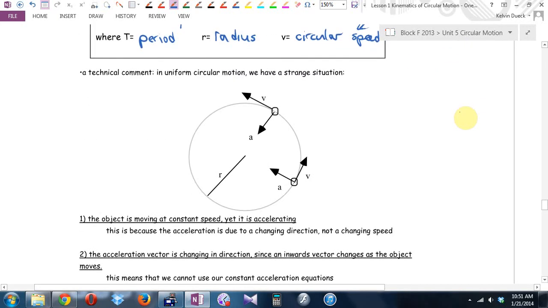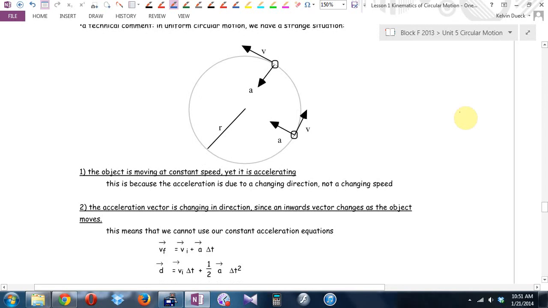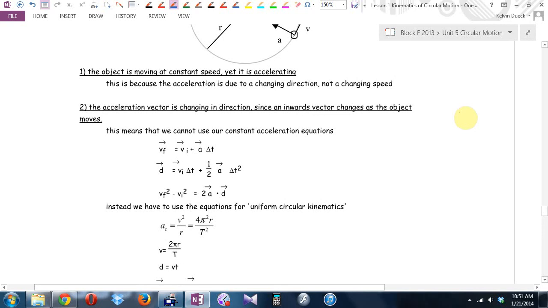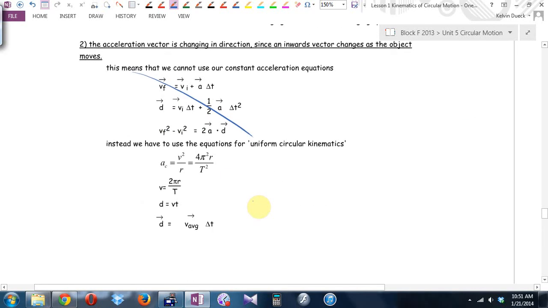Okay. So we have constant speed, but the acceleration is affecting the direction, not the speed. Oh, and the acceleration vector is changing because it's always inward, so depending on where you are in the circle, inwards is in a different direction. Always inwards, though. This means we can't use our constant acceleration equations. We have to use the equations for uniform circular kinematics. AC equals v squared over r, or 4 pi squared r over t squared. V equals 2 pi r over t. Distance equals vt.